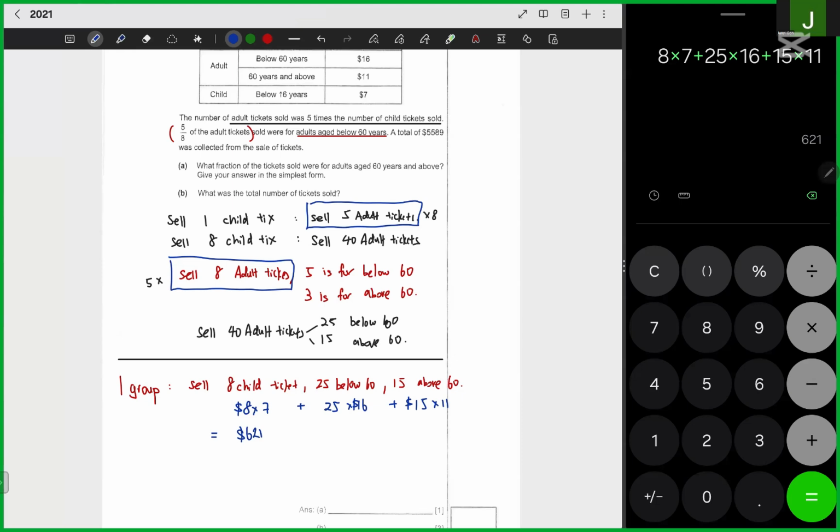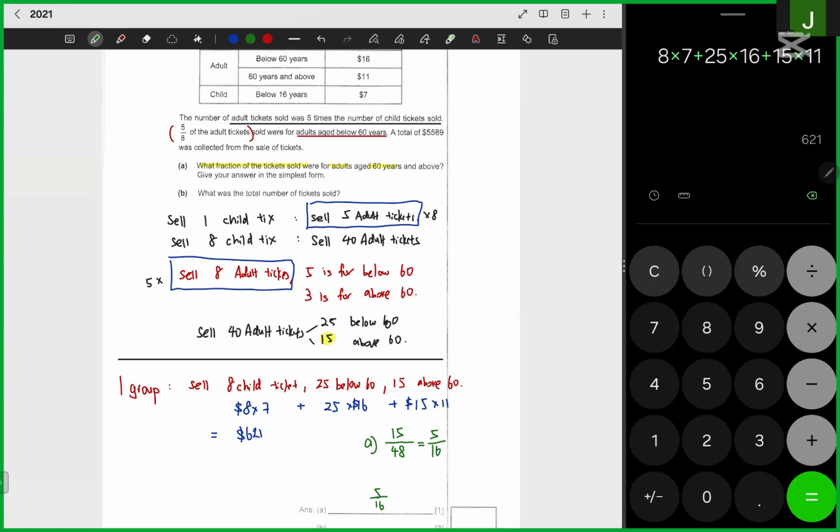Oh wait, I haven't answered part A, sorry. They ask what fraction of the tickets sold were for adults 60 years and above. So for 60 years and above, we sell 15 out of the tickets sold, right? So we will sell 48 tickets. So that means for A, the answer is 15 out of 48. We can simplify to 5 out of 16.